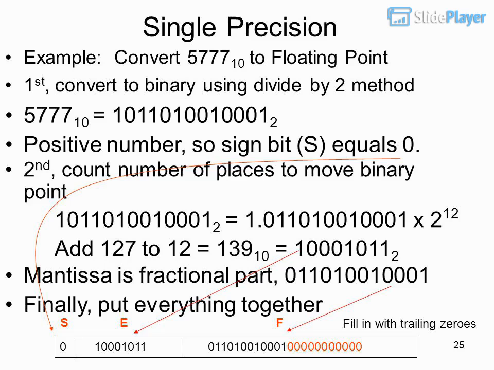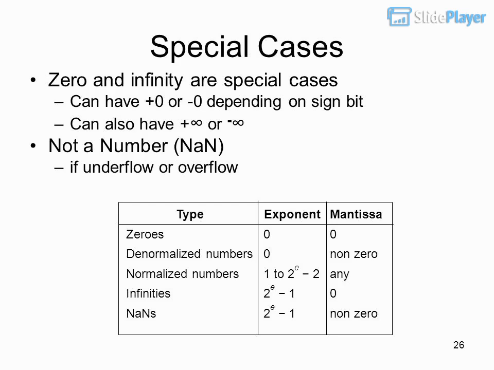Fill in with trailing zeros. The mantissa's fractional part is 1101010001. Finally, put everything together. Special cases: 0 and infinity are special cases, as is not a number, NaN.